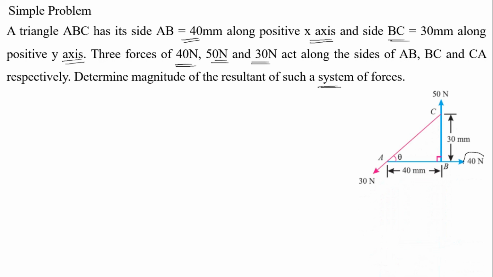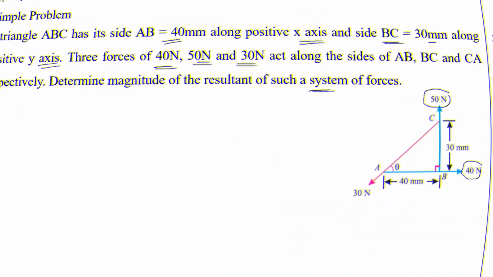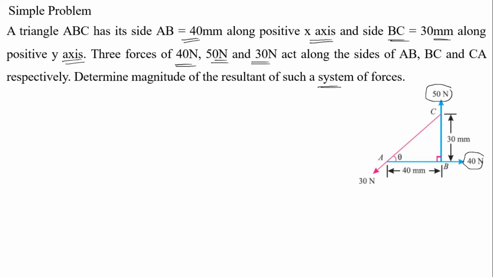So 40 Newton is acting along the x axis and 50 Newton is acting along the y axis, right? I mean 30 mm. So 40 mm along x axis, 30 mm along y axis, and three forces. 40 belongs to 40 mm and 50 belongs to 30 mm and 30 is acting as a third force. So first we have to find theta. We know that this is the opposite side and this is the adjacent side, right?